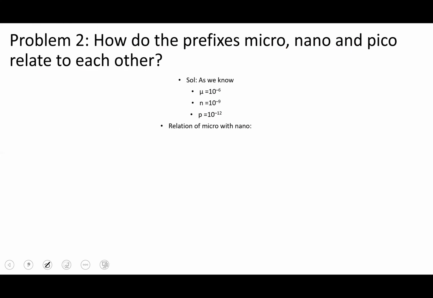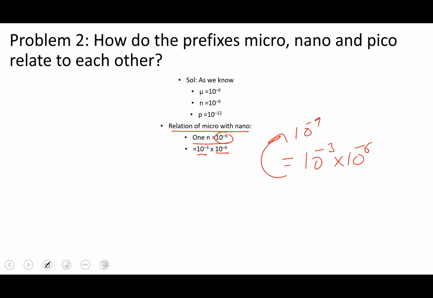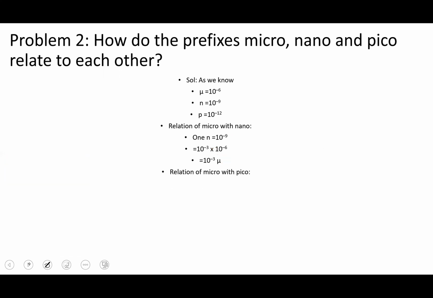Now, we can relate micro with nano. As we know that 1 nano is equal to 10 to the power minus 9, we can break it down into minus 3 and minus 6. So 10 to the power minus 9 can also be written as 10 to the power minus 3 into 10 to the power minus 6. So you can go back and check it out. So it will be 10 to the power minus 3 micro, because 10 to the power minus 6 is micro. So 1 nanometer is equal to 10 to the power minus 3 micrometer.